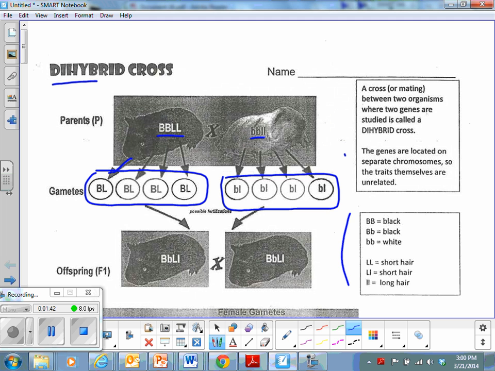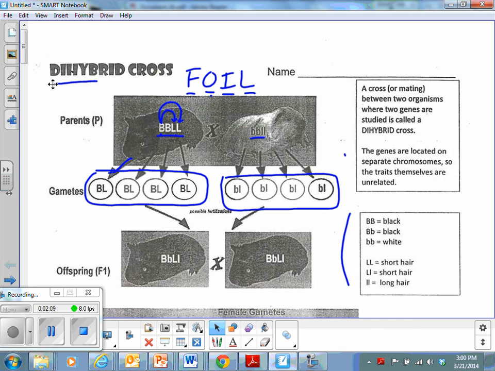We talked about this in notes. So remember, FOIL is first, outer, inner, last. Just like in math, big B to big L. So the first letter, right? The first B, the first L. First, outer. So the two outside letters. Then you have the inner and the last. Okay, and again, because they're all the same letters, you're going to get all the same gametes.